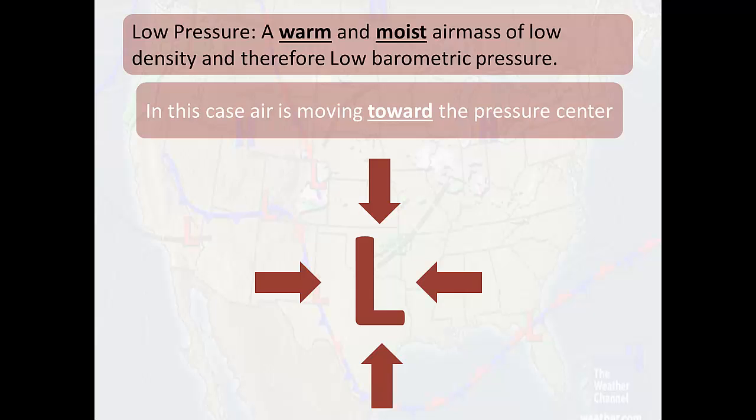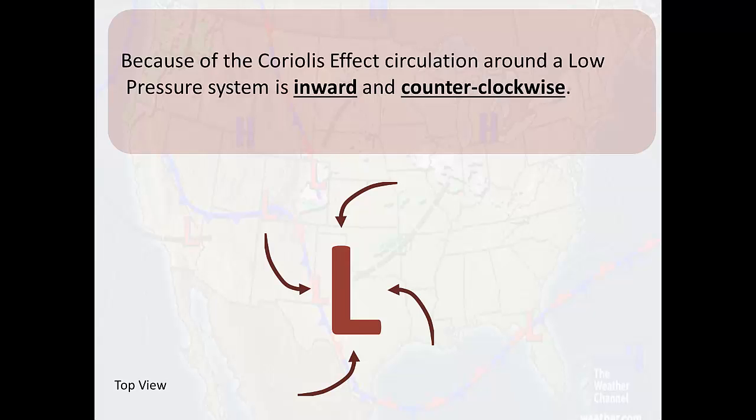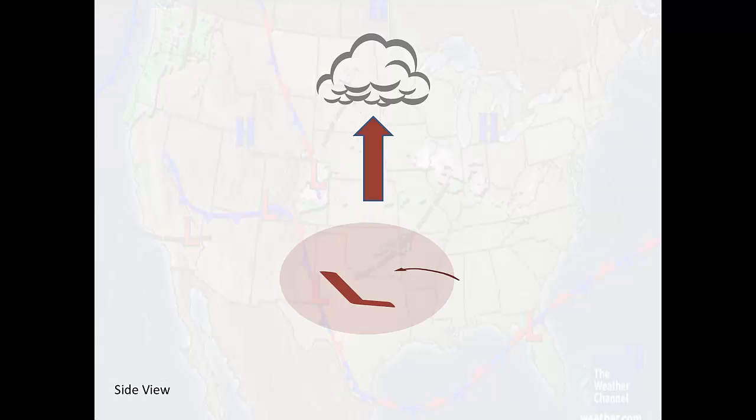So as I said previously, a low pressure system is a warm and/or moist air mass. The low density makes it low pressure. And so you have air moving from all around it inward toward that central point. Because of the Coriolis effect, the air around a low moves inward and counterclockwise. Now, if the air is moving inward toward a central point, where does that air go once it gets there? Well, it goes upward. And again, in reality, it's the upward moving air that's pulling the air inward.